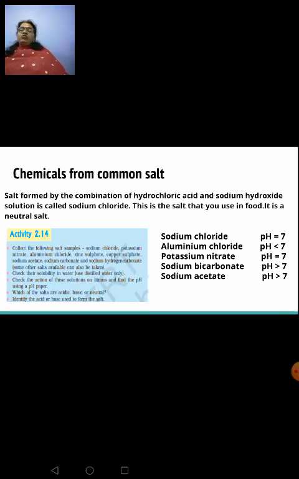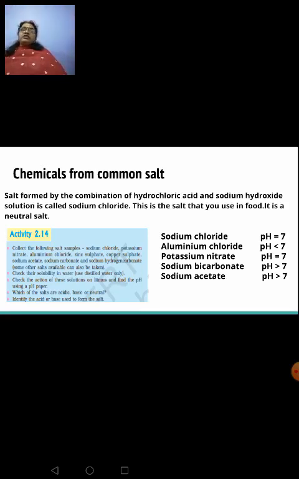Check their solubility in water, but use only distilled water. Check the action of these solutions on litmus paper and find the pH using a pH paper. Which of the salts are acidic, basic or neutral? Okay, so this is the activity given to identify the acidic salt, basic salt and neutral salts among the given samples. So I've given the pH values of the salts.